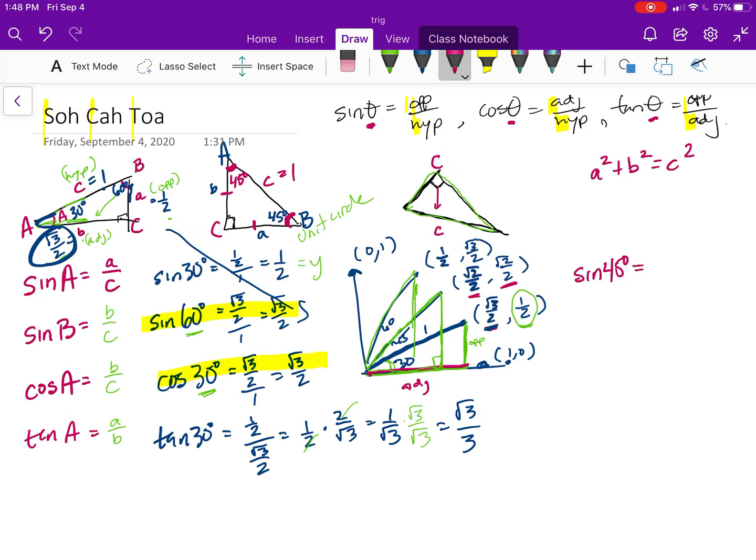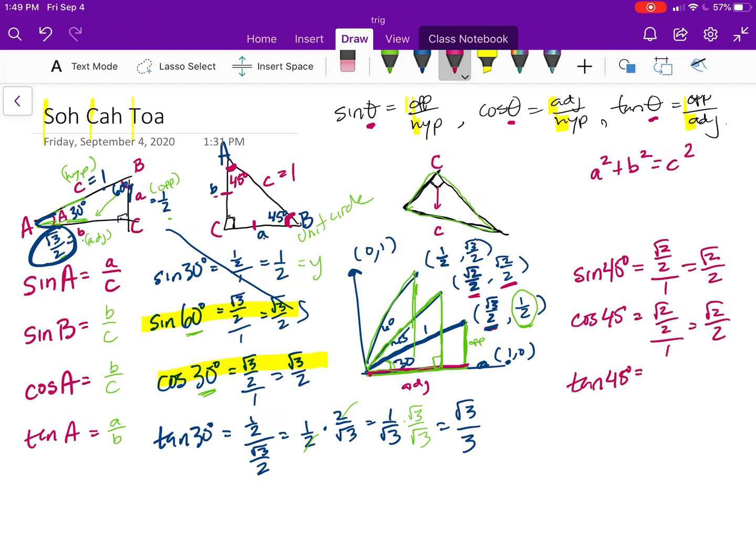And we get opposite over adjacent, which is square root of 2 over 2 over 1. I'm sorry, opposite over hypotenuse. Again, it didn't matter which one I was looking at. Little a and little b are both square root of 2 over 2, so we get square root of 2 over 2. Cosine is going to be identical because it's adjacent over hypotenuse, and adjacent and opposite are both square root of 2 over 2.